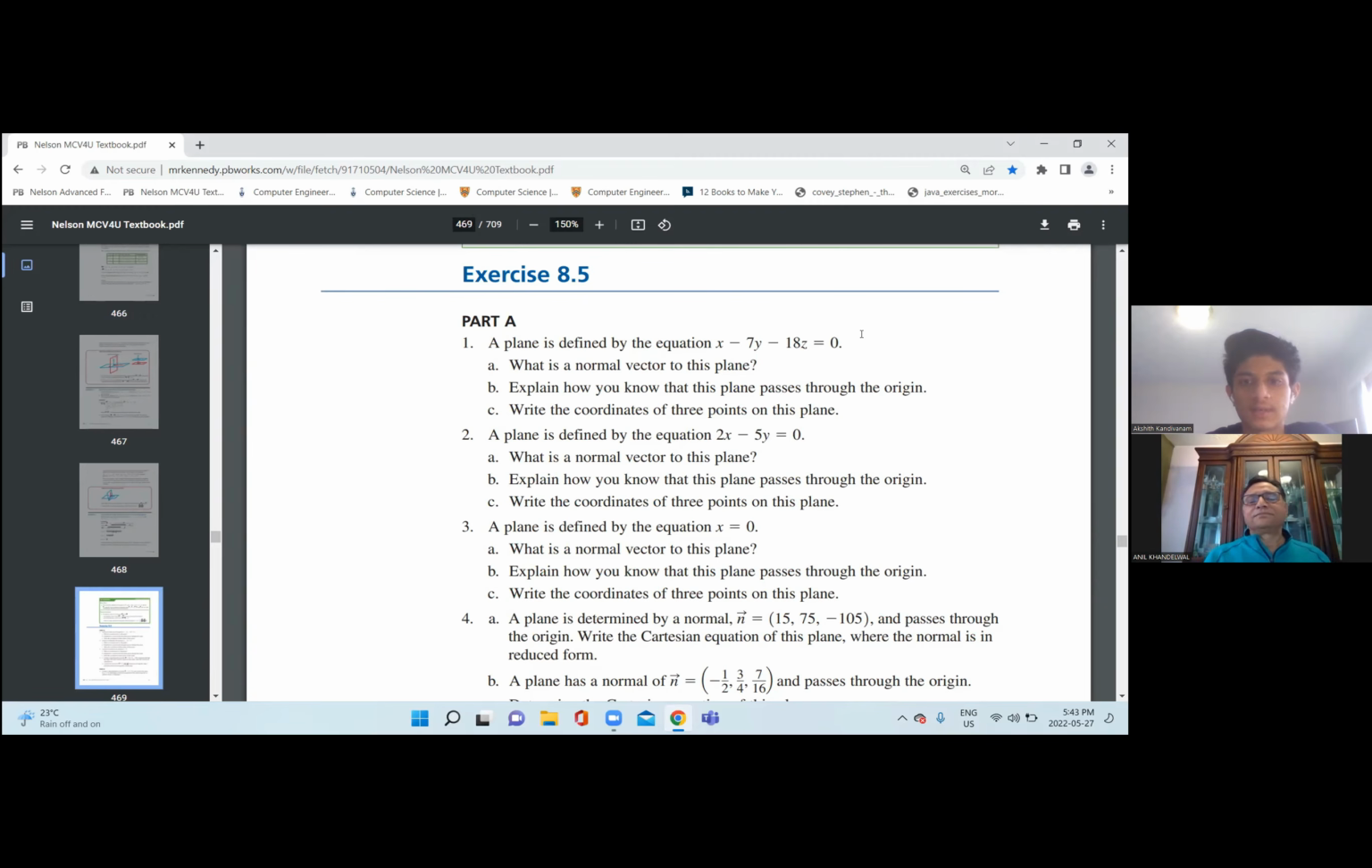Correct. Write the coordinates of 3 points on this plane. Plug in any x, y, and find the third value. Plug in 1, 1 for x and y and find z. Or you can plug in 0, 0 for two of them and then find the third. You can also isolate x in this case, which would be easy.